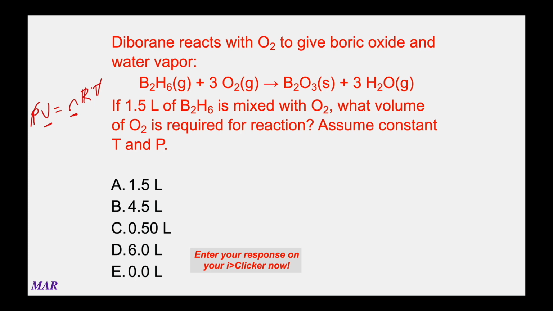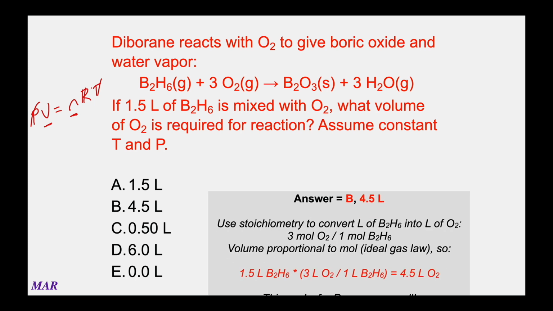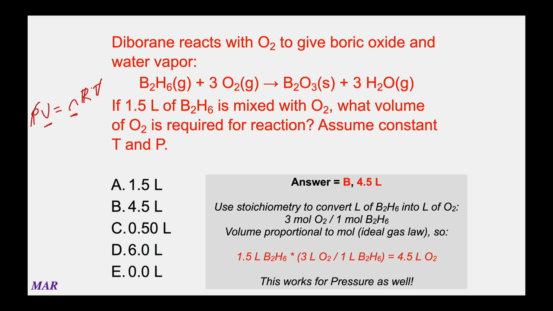In this problem, the liters are the same as moles in how they work in this kind of problem mathematically. So if 1.5 moles of diborane needed 4.5 moles of oxygen, 1.5 liters times 3 over 1 will give you the equivalent answer in terms of liters of O2 for this stoichiometry. So 4.5 liters of oxygen is correct.